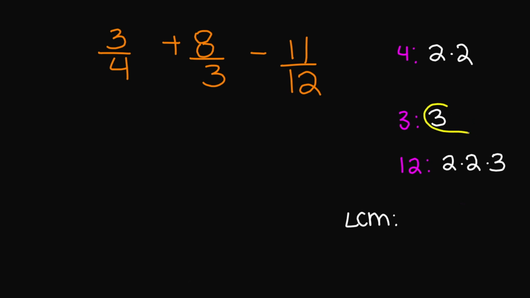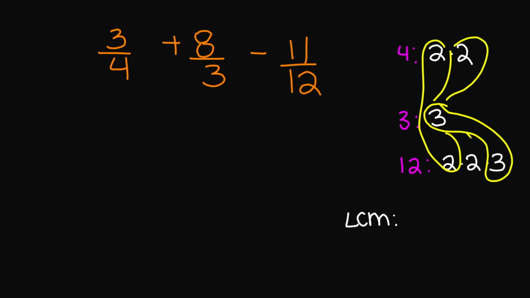So my 3's, I do have a match here, so that's good. For my 2's, I have a match for my 2's here. And then my other 2, I also have a match for my other 2 as well. So I'm going to list my 2 here. So 1, 2 so far times another 2. And then another match here for my 3. So we have 2 times 2 is 4. 4 times 3 is 12. So your least common multiple is going to be the number 12.